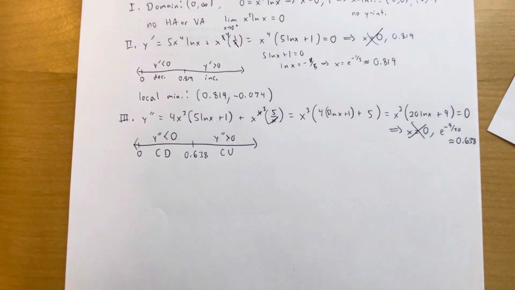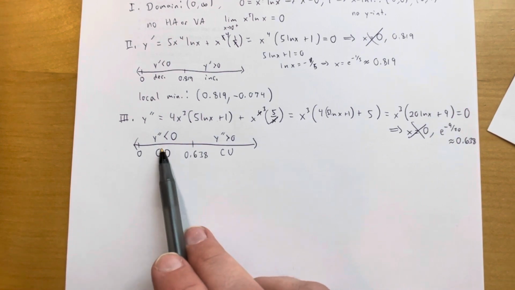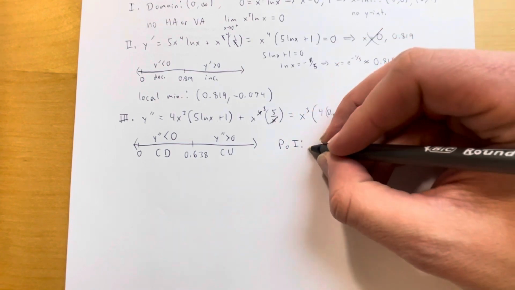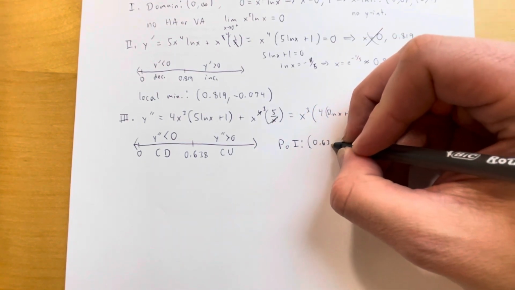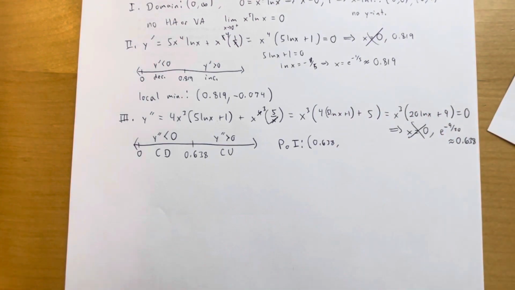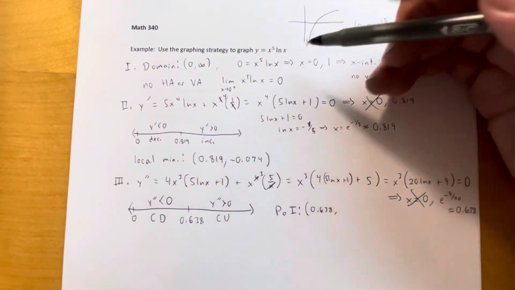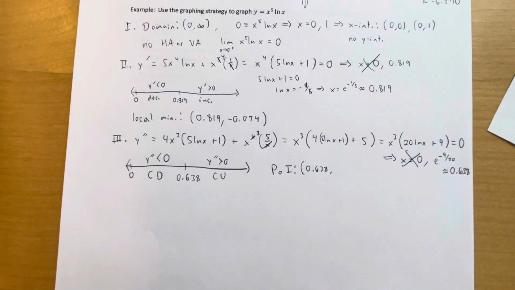Okay? Now with all that in mind, I also have a point of inflection right here because I have a change in concavity at that point. So what is my point of inflection? Well, 0.638 approximately, that's the x-coordinate. To get the y-coordinate, I would plug that back into the original function, okay? And if I did that, what I would end up getting is, did I write that one down? I thought I wrote that one down somewhere. Maybe I didn't. No, I appear to have left that off.